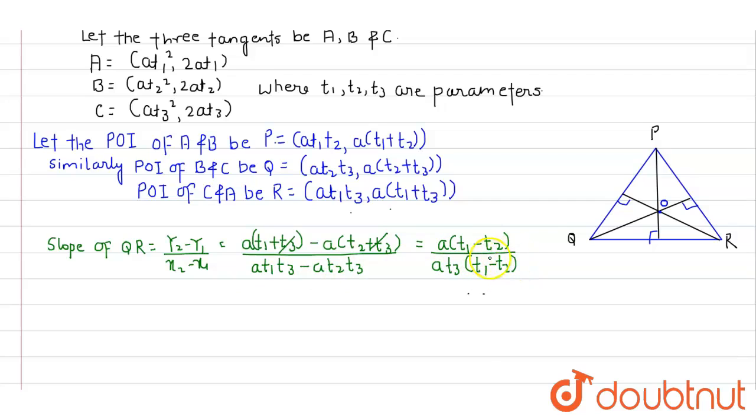T1 minus T2. So you see, T1 minus T2 will get cancelled. So we are just left with 1 upon T3. So that is our slope. So slope of QR is 1 upon T3, and we know the altitude from P is perpendicular to QR. So the altitude from P, its slope will be what? Minus T3.